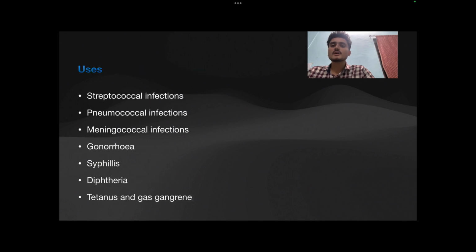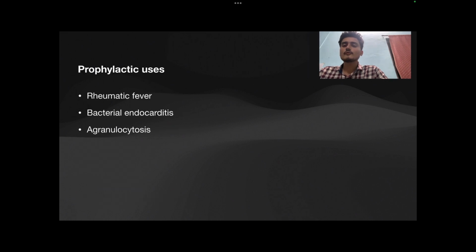Uses of penicillins. Streptococcal infections, pneumococcal infection, meningococcal infection. It is also used in gonorrhea, syphilis, diphtheria, tetanus and gas gangrene. Its prophylactic uses are in rheumatic fever and bacterial endocarditis, as well as agranulocytosis.